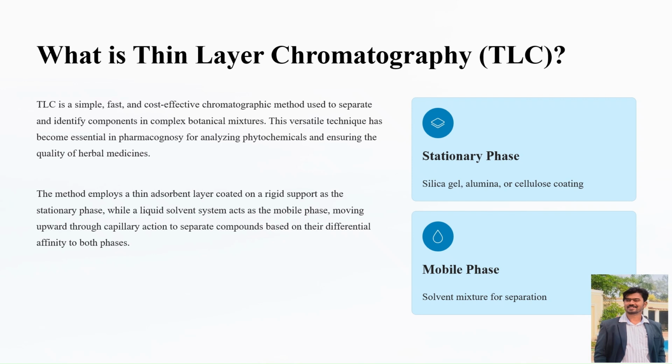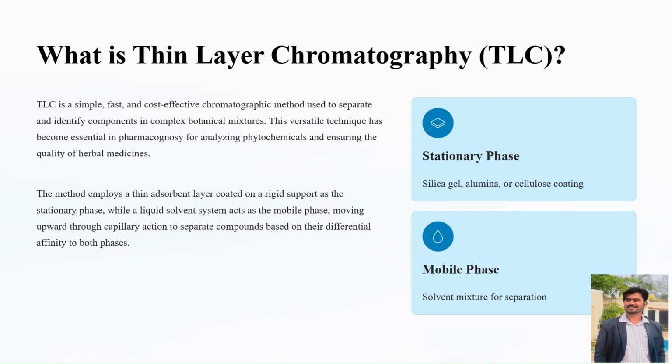In this method, the separation occurs due to the differential migration of compounds over a stationary phase under the influence of a mobile phase. The stationary phase is a thin layer of adsorption material, like silica gel or silica gel G. The silica gel G means the gypsum.